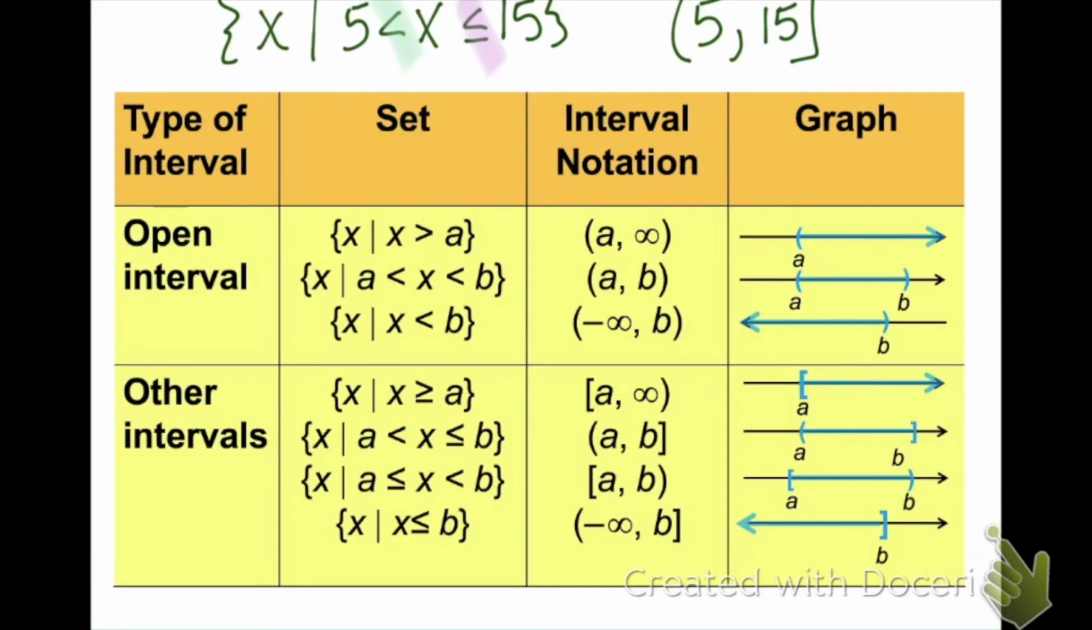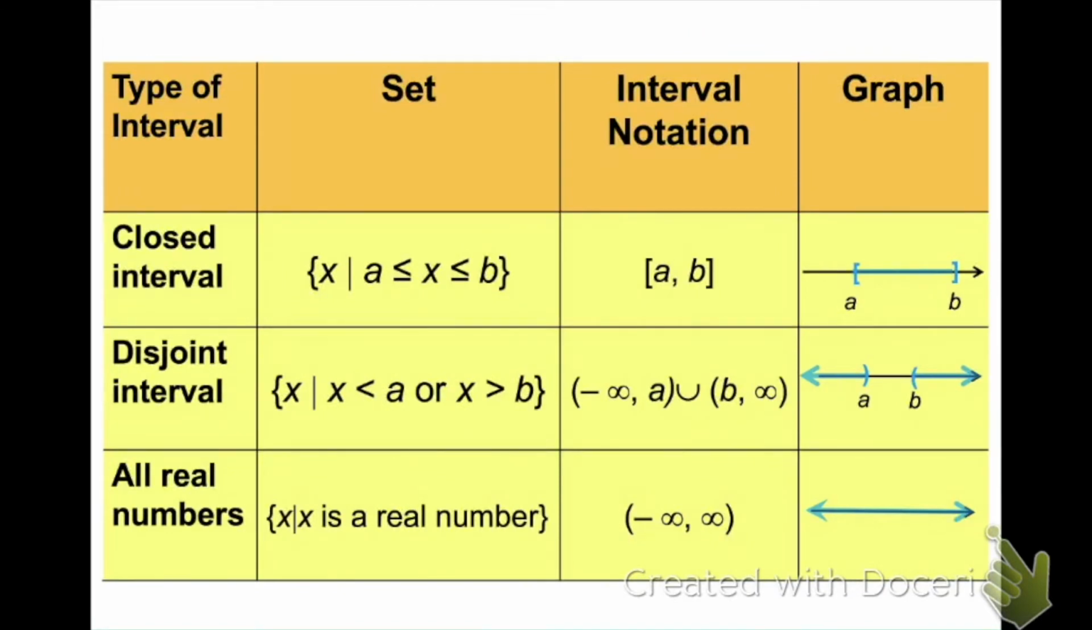Notice the graph examples as well. So pretty much we're going to put our answers on number lines, and above your number, in this case A or B, you're either going to put a parenthesis or a bracket and then shade whichever way you need to.